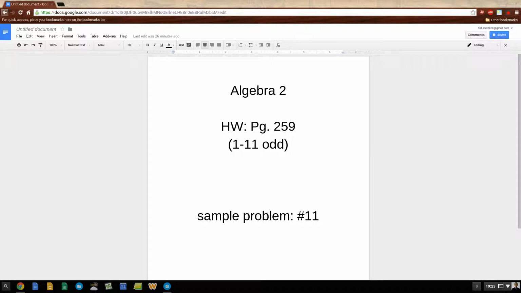Hello everyone. So the homework is page 259, 1 through 11 odd, and the sample problem I'll be doing is number 11. Okay, so let's take a look at that.